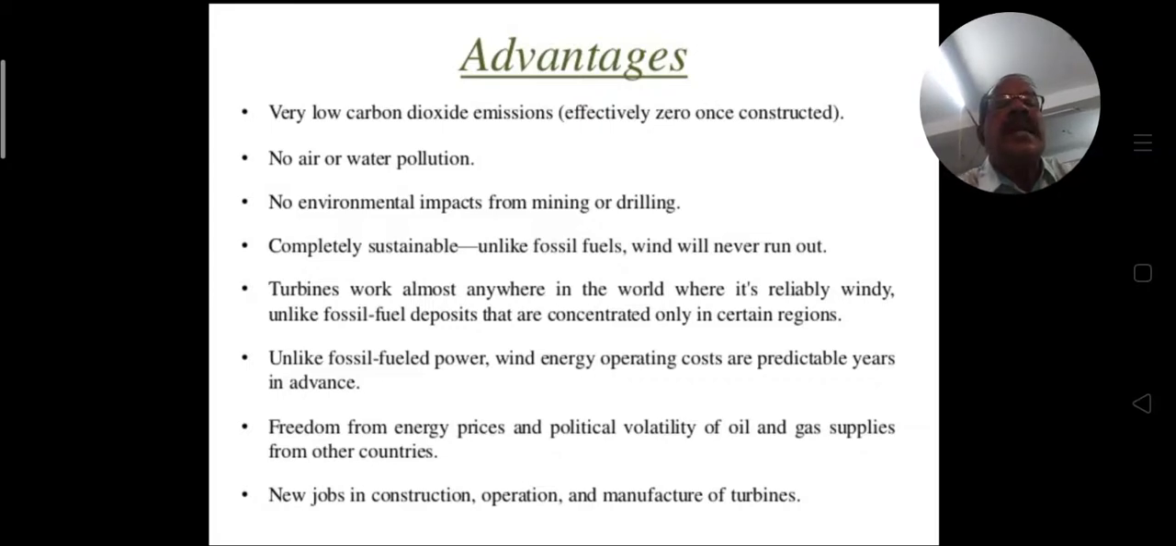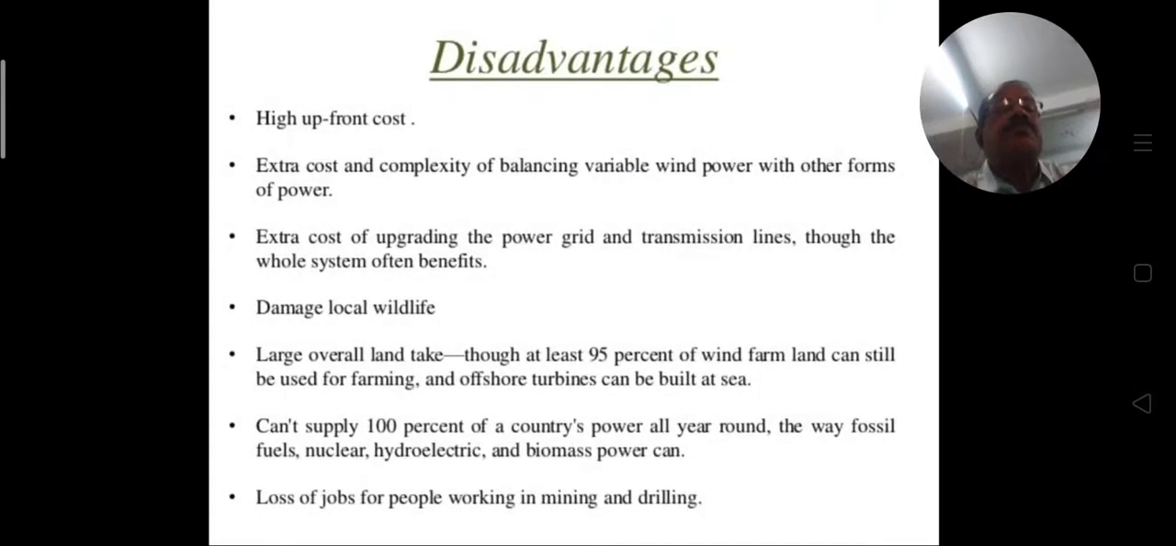new jobs in construction, operation and manufacture of turbines. So new jobs are created using this generation system, construction system and operation system. And here are some disadvantages.